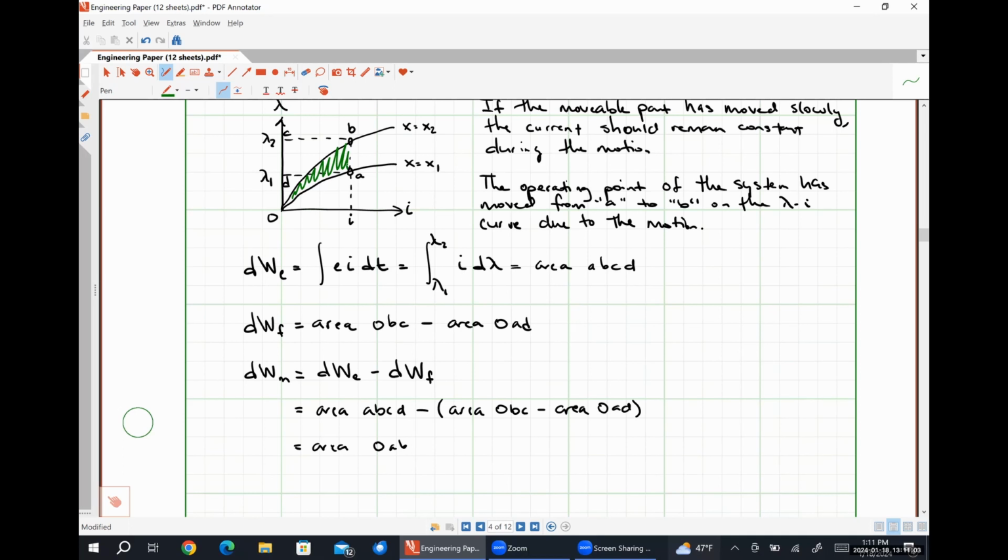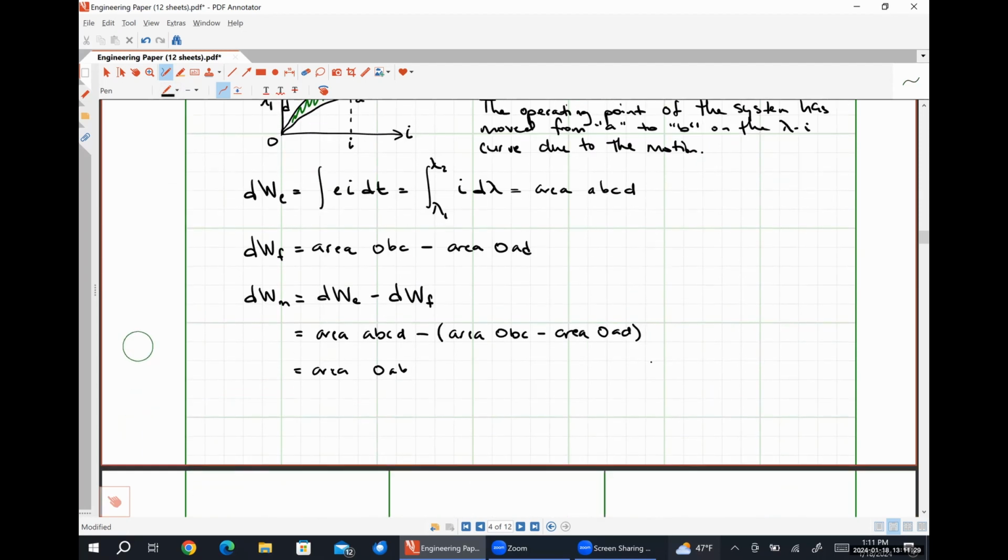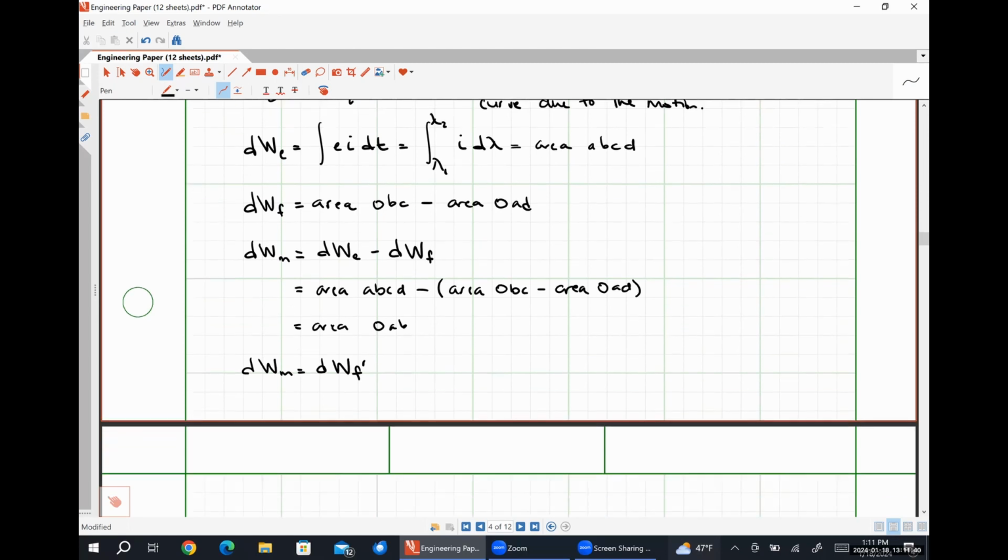This is an increase in the co-energy of the system, right? If the co-energy is defined as the area under our curve with respect to the horizontal axis, then this area right here is an increase in co-energy because it's getting larger. So we can say that our mechanical energy is the same as the increase in our co-energy.